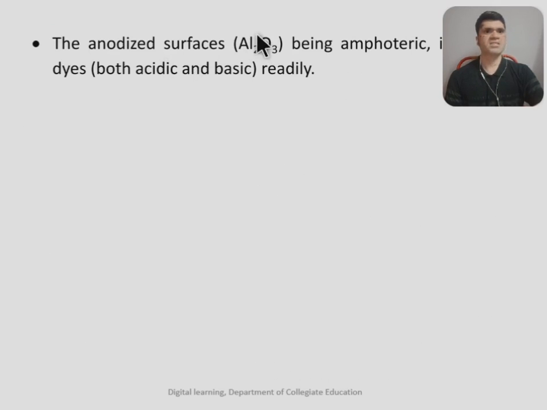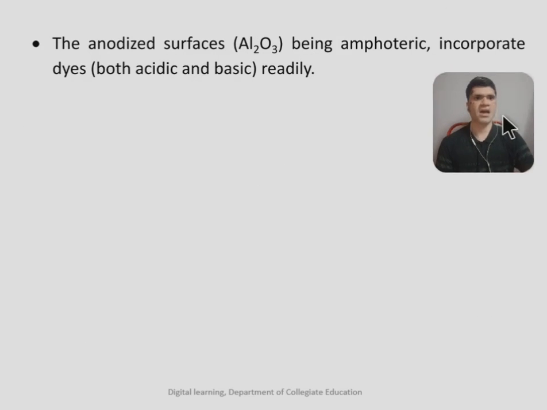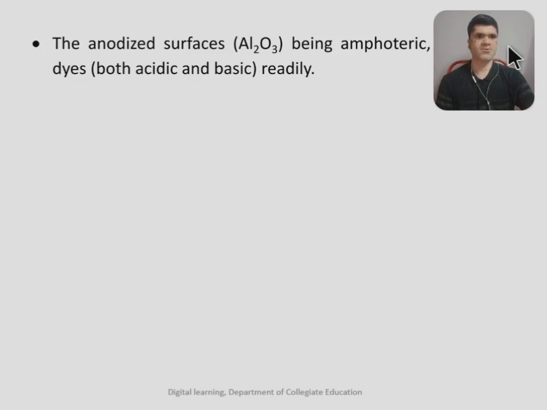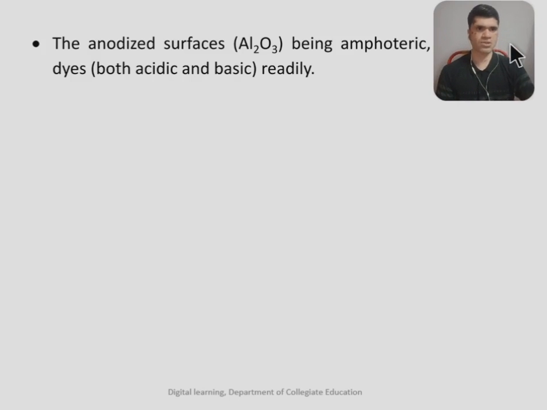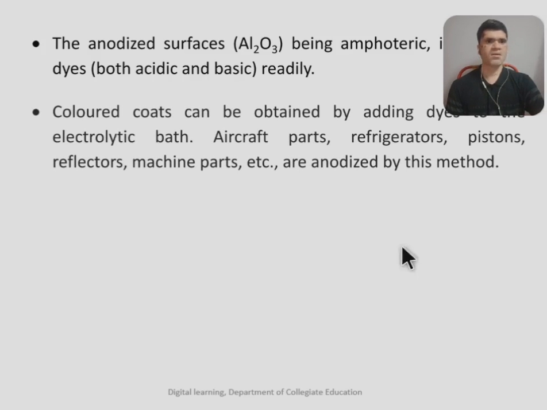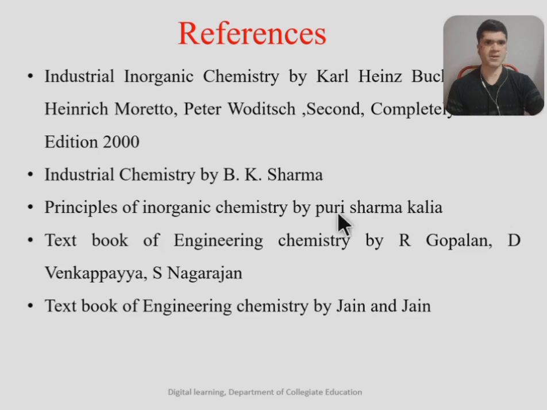So the anodized surface, Al2O3 being amphoteric, incorporates dyes readily. Even dyes can be applied on such a surface. So colored coats can be obtained by adding dyes to the electrolytic bath. Aircraft parts, refrigerators, pistons, reflectors, machine parts, etc. are anodized by this method.